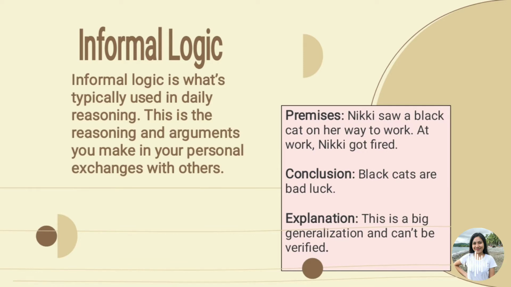Since it is an informal logic, as what I said kanina, there is no supportive evidence na na-fired si Nikki because of black cats. So, parang daily reasoning lang natin na kapag may makita tayo na black cats, malas na agad. Explanation: this is a big generalization and can't be verified. So it means that the premises at yung conclusion natin was not accurate and false.